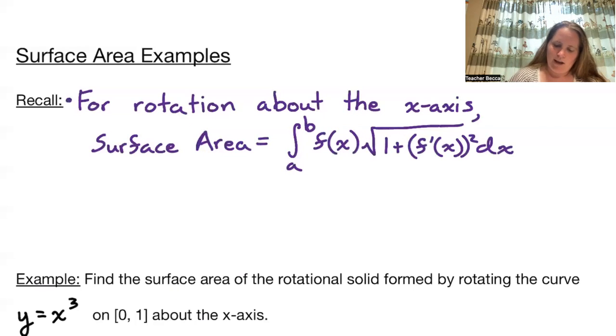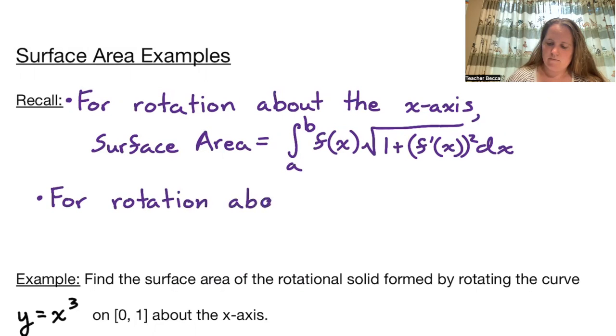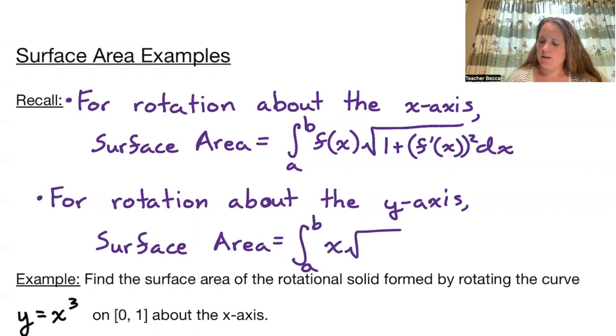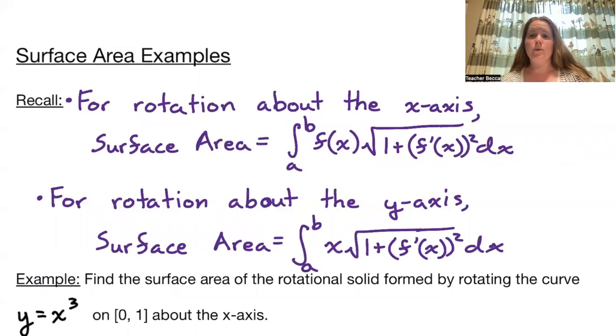For rotation about the y-axis, we have surface area is equal to the definite integral from a to b of x times the square root of 1 plus f prime of x squared dx. So again, in both cases here, we are integrating with respect to x. The only change is whether our radius, oh, sorry, I forgot my 2 pi's.